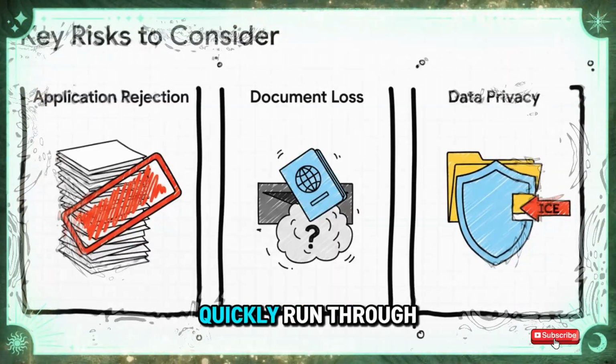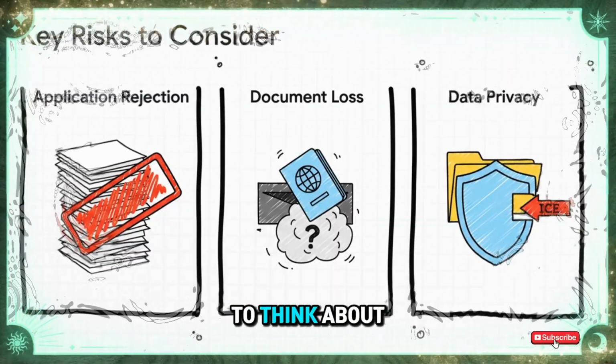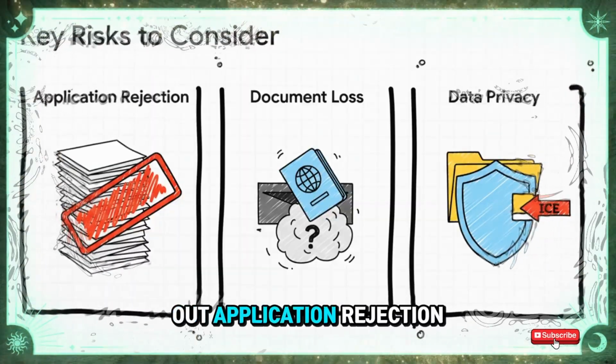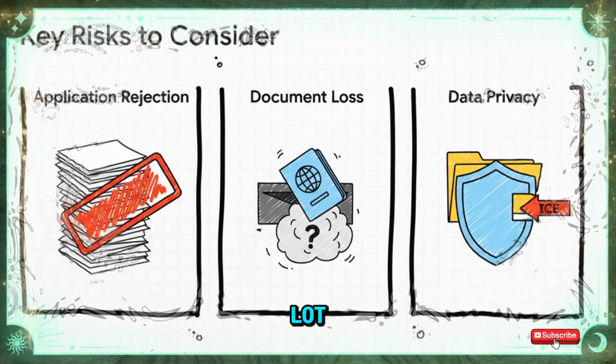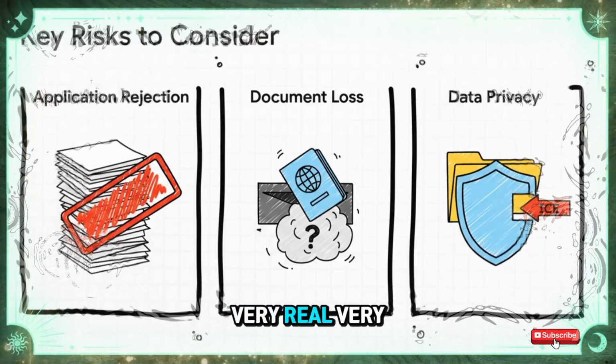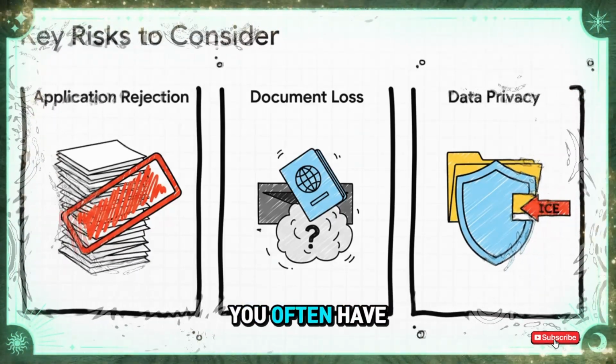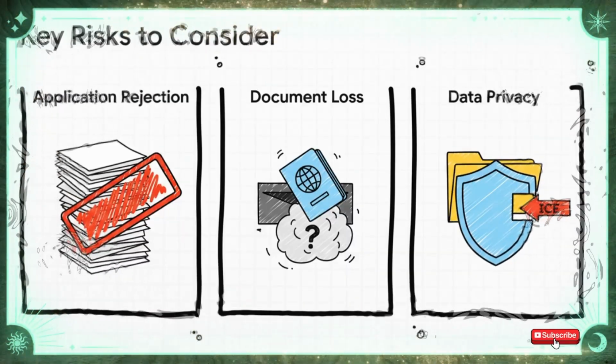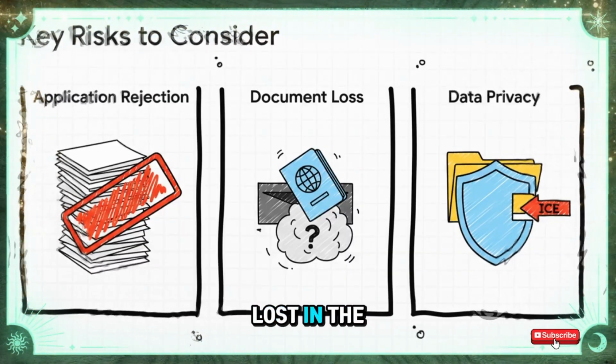Okay, so let's quickly run through the key risks you need to think about. First, as we just saw, is a flat-out application rejection. It happens a lot. Second is a very real, very practical fear. You often have to mail in your original critical documents like your passport. And there's always a chance they could get lost in the shuffle.